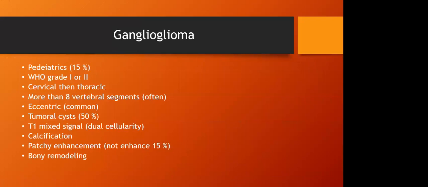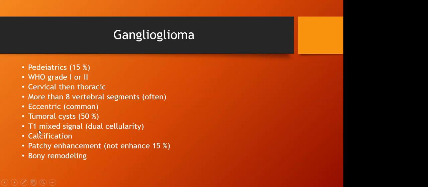Ganglioglioma. Ganglioglioma is an intramedullary tumor usually seen in pediatrics and represents 15% of the intramedullary tumors in this age group. WHO grade 1 or 2, most common site is cervical, followed by the thoracic region. It could extend over more than 8 vertebral segments, and this is a characteristic feature for ganglioglioma. Location in relation to the cord is eccentric. Tumoral cyst is found in half of the cases.